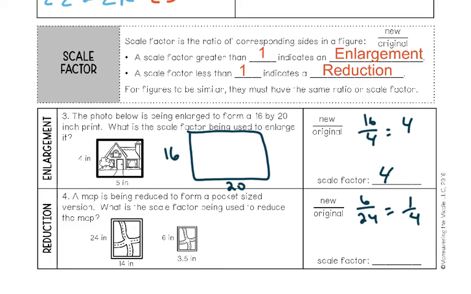And you'll get the same thing if you do 3.5 divided by 14. You'll get 1/4 or 1 over 4. So your scale factor for these two images is 1/4 or 25%.